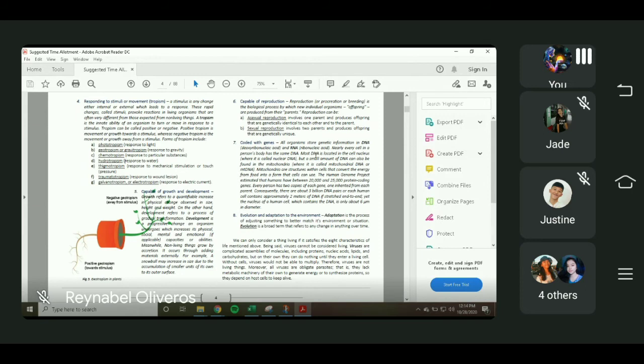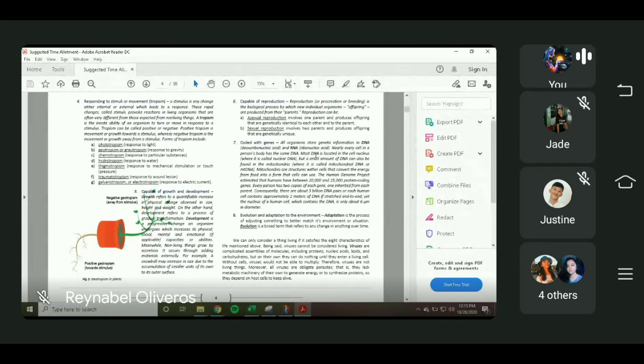Okay? Then, number 6 is the capability to reproduce. Or reproduction. Pag sinabi natin reproduction, it is what we call the biological process by which an organism can produce offspring or anak. Okay? You have your procreation na tinatawag, or what we call the ability to breed. Diba? So merong dalawang klase ng reproduction, guys. These are asexual reproduction and sexual reproduction.